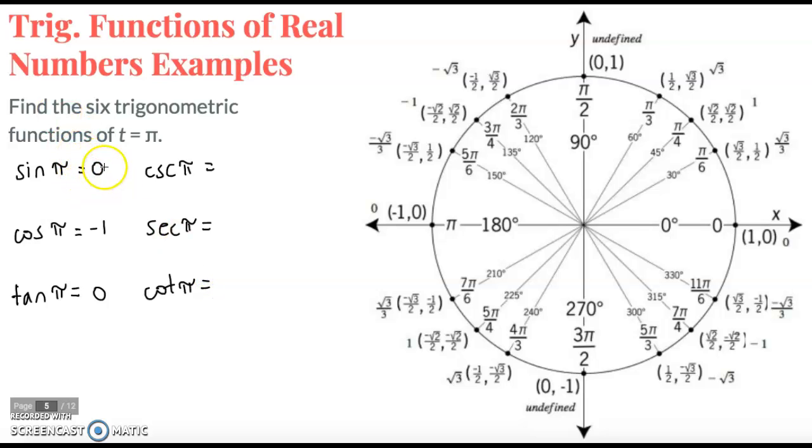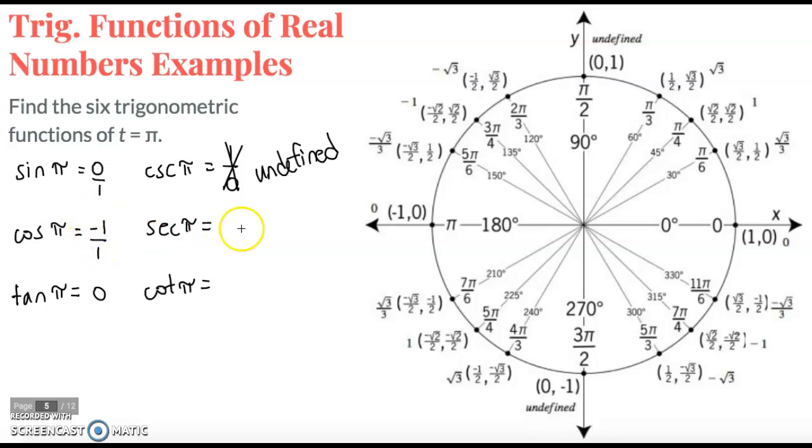So when I'm finding the reciprocal of 0, technically this is 0 over 1. And so when I flip it, I get 1 over 0. And remember I talked about how you're not allowed to divide by 0? That is what we call an undefined answer. So if you're asked to find cosecant of pi, your answer is technically undefined.